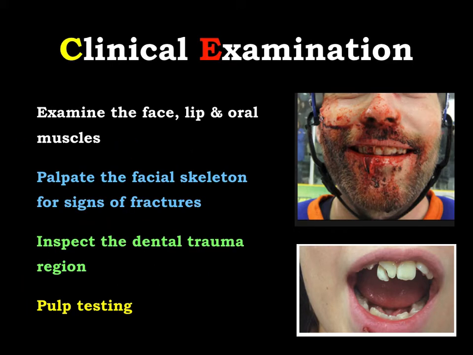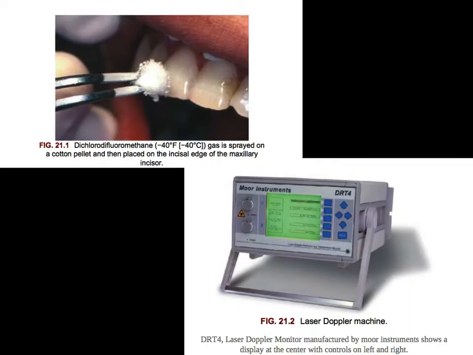The clinical examination usually starts from the exterior up to inside the mouth, which is the face, the lip, the oral muscles, and examining the facial skeleton for any sign of fracture. And then we check the dentoalveolar tissues, and we can do some pulp testing. The most common pulp test is the cold test, and some practices have the laser Doppler machine, which can measure the presence of oxygenation inside the tooth.